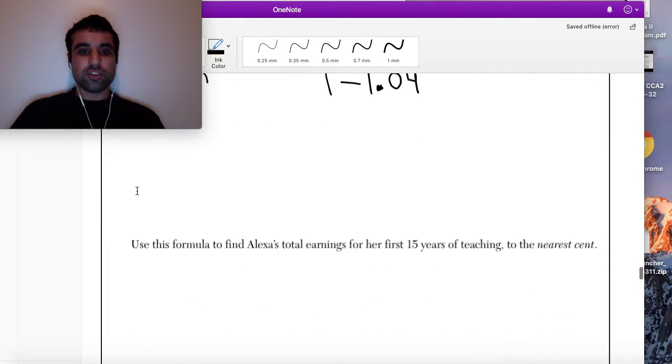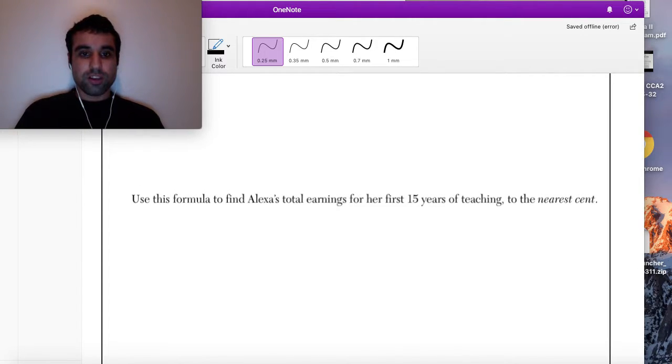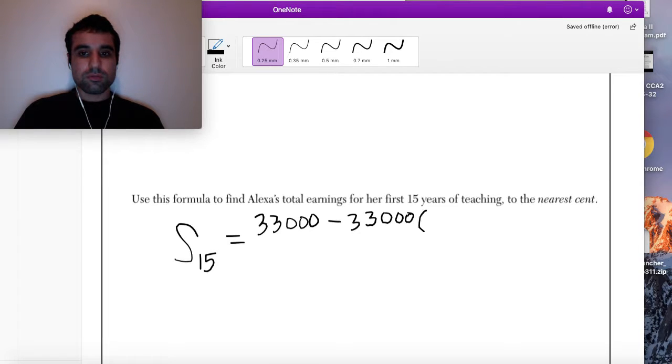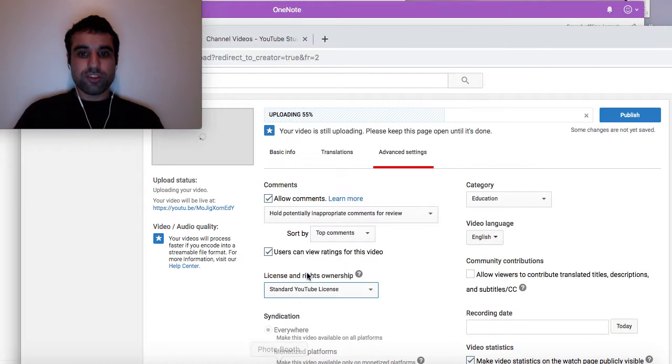The next part is saying to use the formula to find her total earnings for the first 15 years of teaching to the nearest cent. So we want to find when n equals 15, S15. It's the same formula, but we're going to substitute 15 for n, over 1 minus 1.04, and then they said to round to the nearest cent. That's 2 decimal places. So I'm just going to put it straight in the calculator.